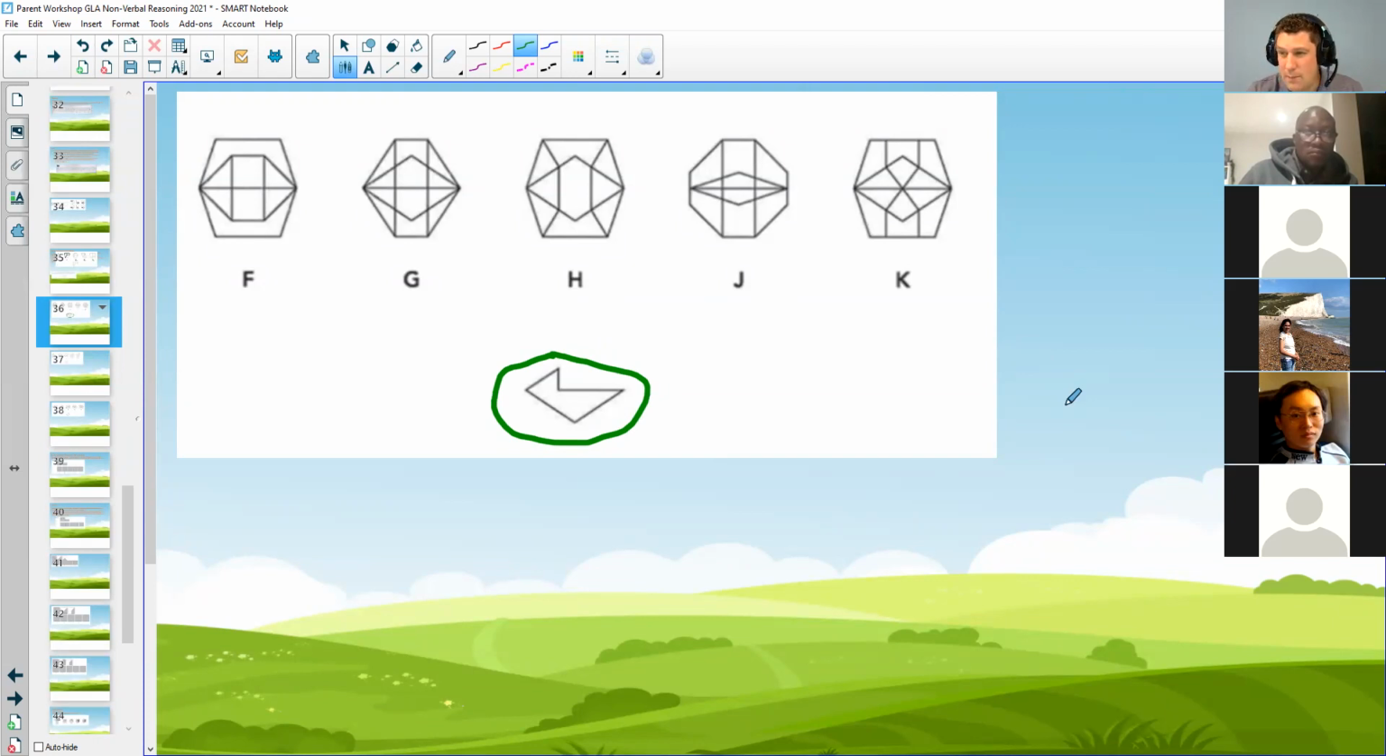Do feel free to type your letter, one of the letters F, G, H, J, or K in the chat. And as I said, brilliant for CATS tests these. If a child does do a CATS test, this is one of the question types they set, but also GL assessment will also use it as well.